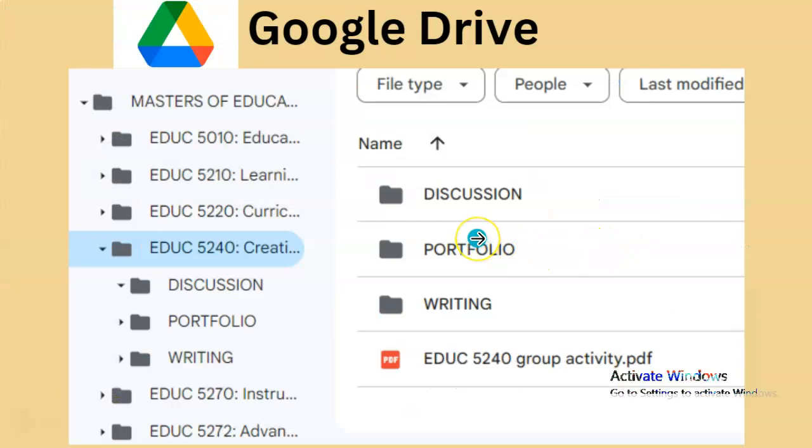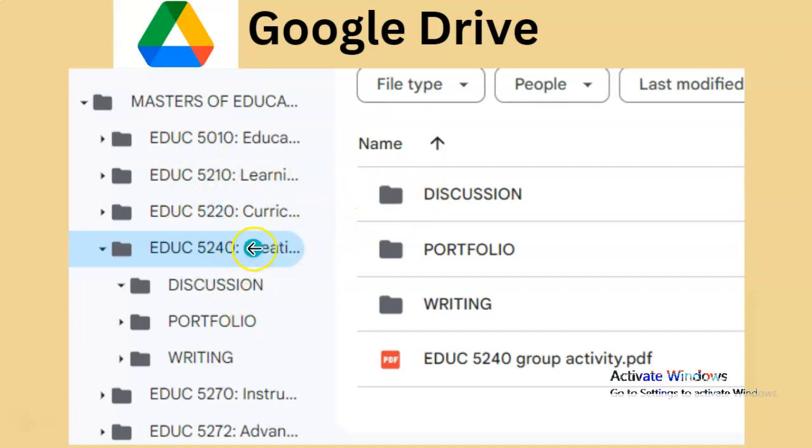I have also utilized the Google Drive cloud storage. I created a folder called the Masters of Education, and in this folder are different folders indicating each of the courses I took at the University of the People, right from the start to the end.